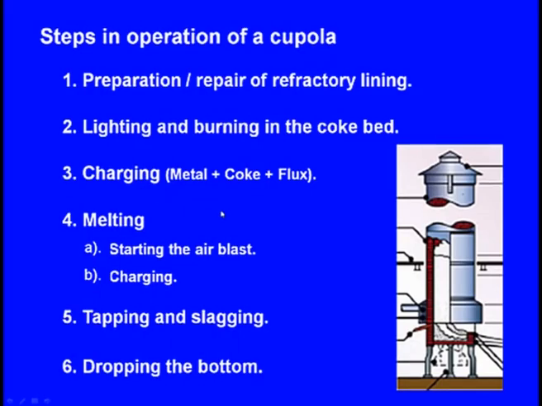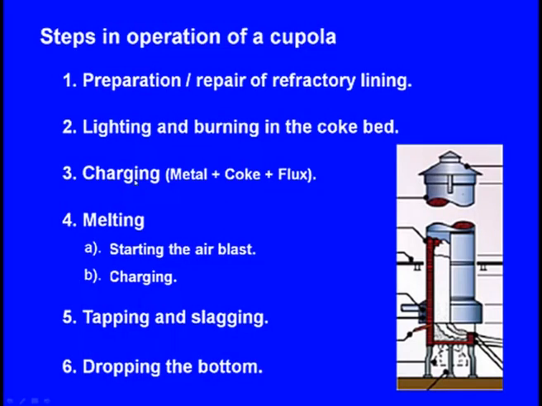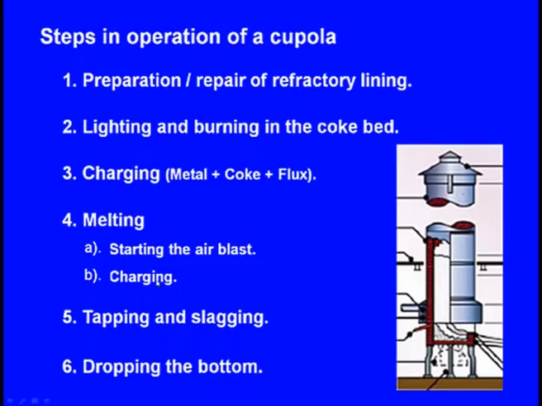While the coke is being burned, charging is done. Charging means introducing metal, coke and flux one by one into the furnace, that is the charging. So that we do after lighting the coke. Then when we do the charging, melting will be going on. Starting the air blast, we need to introduce the air. And again, we also need to do the charging. Charging means sending metal, coke, flux inside the furnace, dropping. And after some time, the whole charge will be melting.